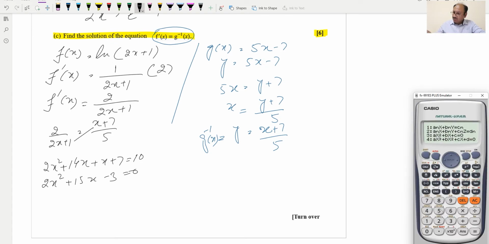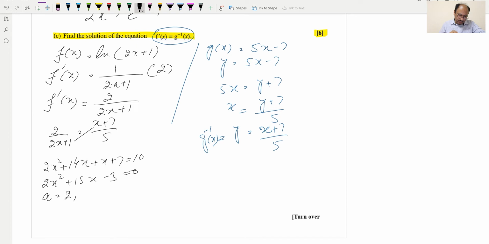We can check mode 5 3. The coefficient of x squared is 2, the coefficient of x is 15 and the constant is minus 3, and this gives a decimal value, so we can apply the quadratic formula. So a is equal to 2, b is equal to 15, and c is equal to minus 3.